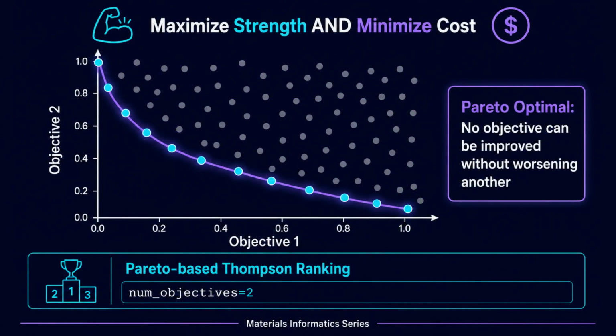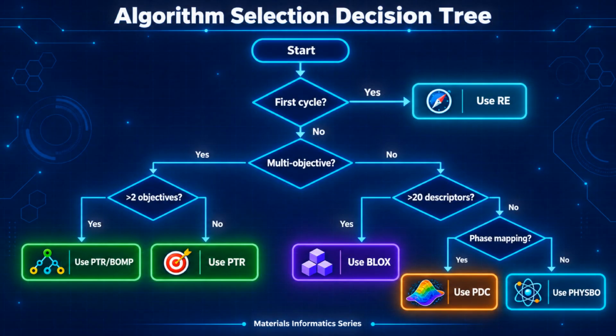Real materials optimization often involves multiple objectives that may conflict. For example, you might want to maximize strength while minimizing cost. This is where multi-objective algorithms come in. PTR, or Pareto-based Thompson ranking, handles these scenarios by finding Pareto optimal solutions. A solution is Pareto optimal if no objective can be improved without worsening another. Instead of a single best solution, you get a Pareto front, a set of optimal trade-offs. Simply set the number of objectives parameter to 2 or more, and NIMO will find the best compromise solutions for you.